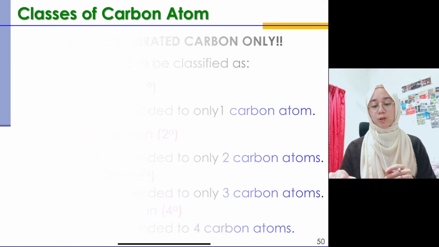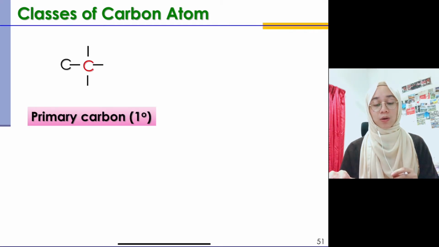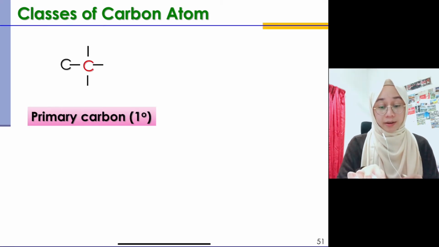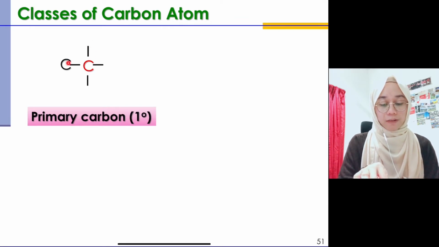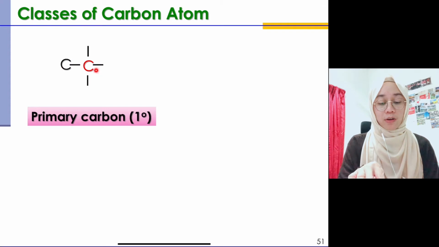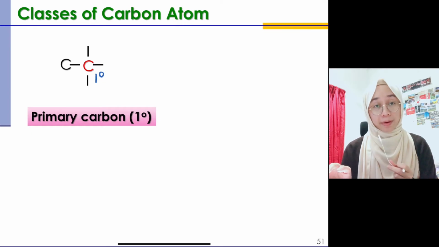Okay, so kita tengok contoh dia. Okay, so for example primary carbon here. Okay, so focus on the red carbon. Okay, the red one. Okay, so as you can see, this red carbon here, it consists of 4 single bonds. Okay, but then dia attached kepada 1 carbon atom sahaja. Therefore, this carbon here yang warna merah ni, itulah yang dianggap sebagai primary carbon.